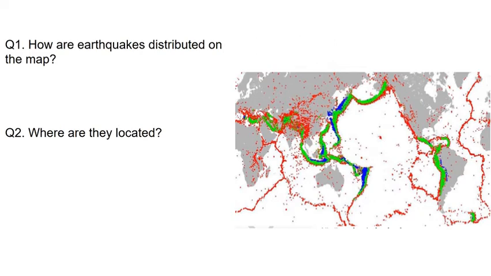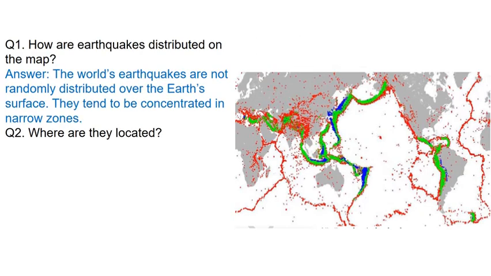For the answer in question number 1, the world's earthquakes are not randomly distributed over the Earth's surface. They tend to be concentrated in narrow zones. Question number 2.